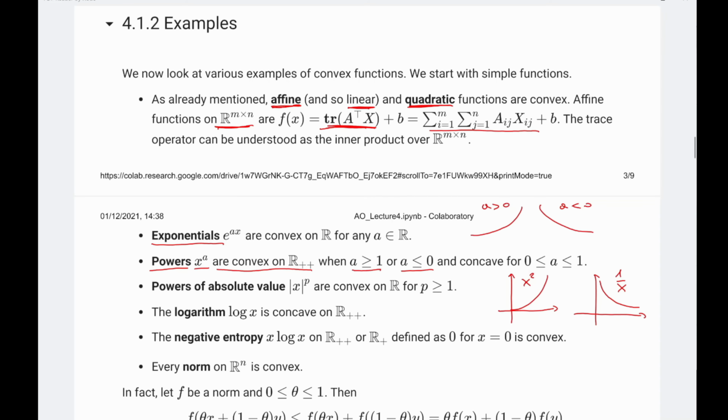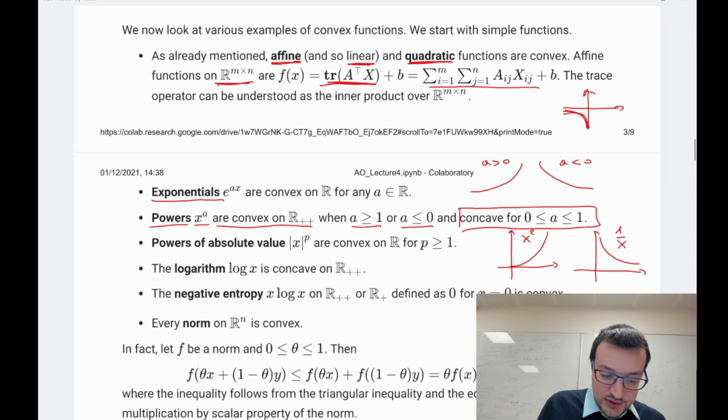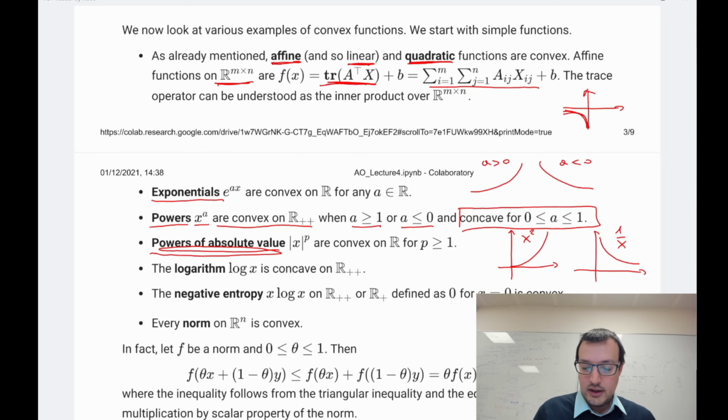Instead, the powers for a between 0 and 1 are concave, and maybe I can draw an example over here, and it's going to be something like this. So it curves downward. The powers of absolute value are convex for powers that are greater or equal than 1. Like, for instance, if you think about the absolute value. The absolute value is convex, even if it's not differentiable in 0.